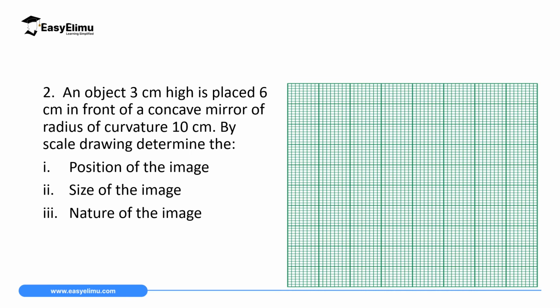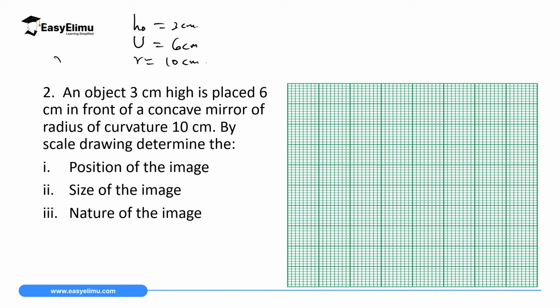So the second question: an object of 3 centimeter high is placed 6 centimeter in front of a concave mirror of radius of curvature 10 centimeter. By scale drawing, determine the position of the image, the size of the image, and the nature of the image. What we do, we identify what we have. We have the height of the object, that is 3 centimeter. Then we have the object distance, that is 6 centimeter. Then we have the radius of curvature, which is 10 centimeter.